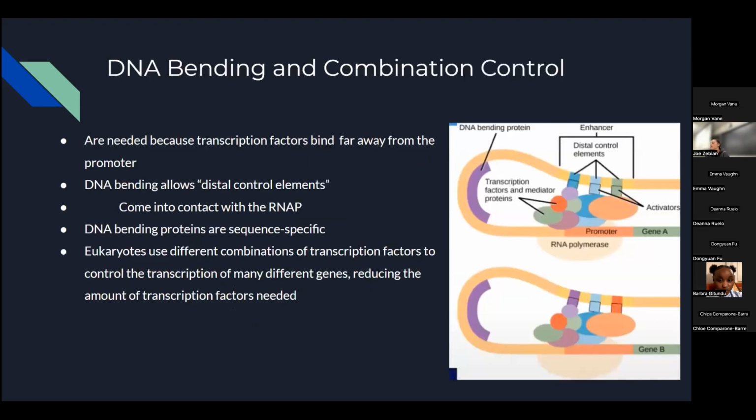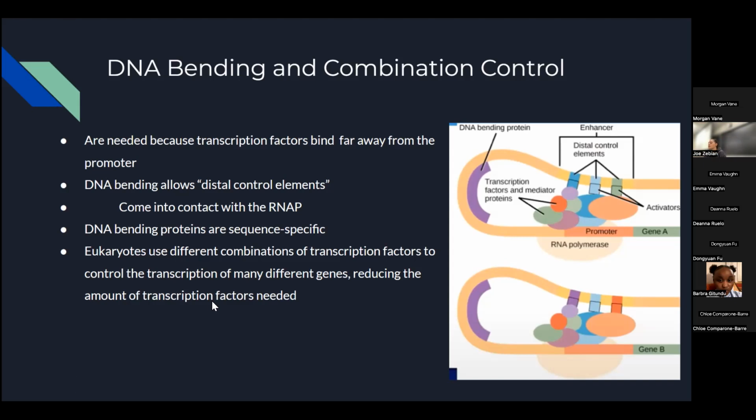So DNA bending and combination control. It's kind of a weird word, but these are needed because transcription factors bind far away from a promoter in these eukaryotic cells. So DNA bending allows the distal control elements, which just means they're far away, to come in contact with RNA polymerase in order to actually have an effect on RNA polymerase. So DNA bending proteins are sequence specific. As we can see, that little purple thing would have to be sequence specific in order to bend it at the right area to get those distal elements in contact with RNA polymerase.